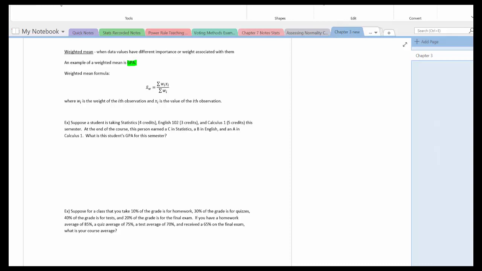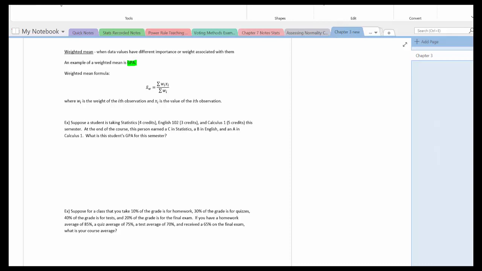So let's take a look at an example. Suppose a student is taking statistics, English, and calculus this semester. At the end of the course, this person earned a C in statistics, a B in English, and an A in Calc 1. What is this student's GPA this semester?